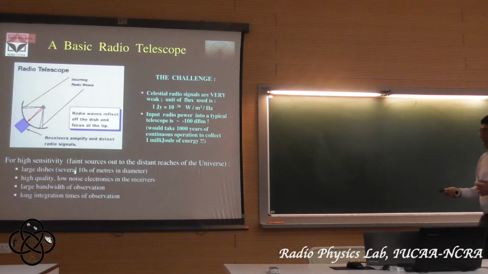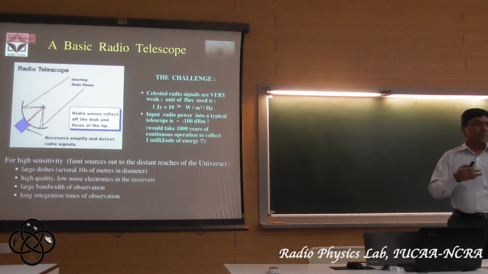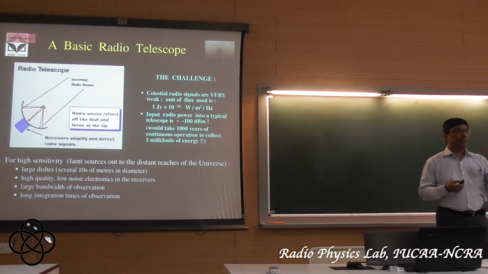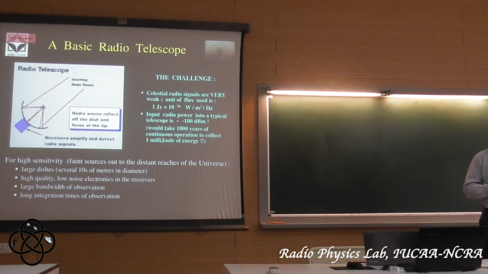And furthermore, in order to further improve the signal to noise, that is the main criterion: how strong is the signal and how much is the noise. That is what decides whether you can see a weak source with your radio telescope. And so in order to improve that, you try to observe over as large a bandwidth as possible. So per hertz, if you can observe over a larger number of hertz, then you will get a larger amount of power coming.